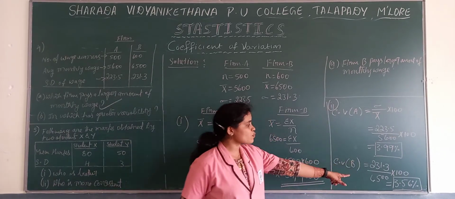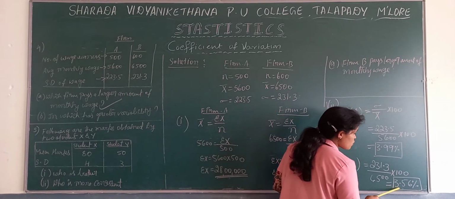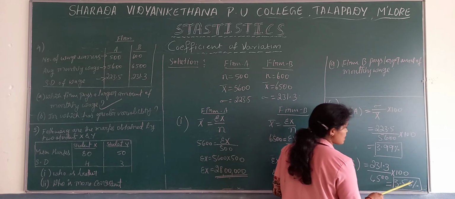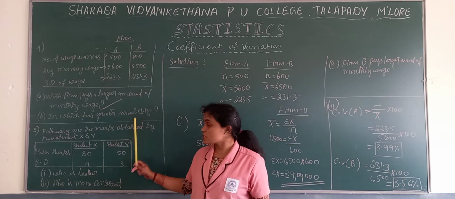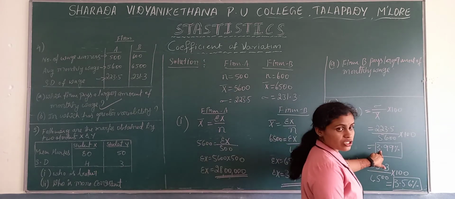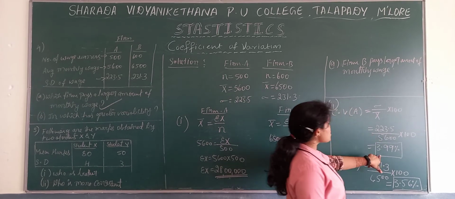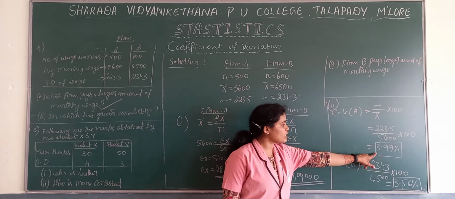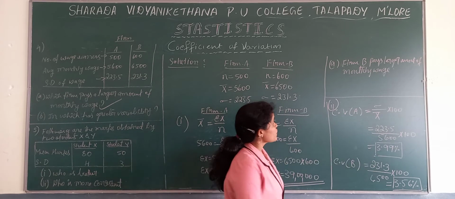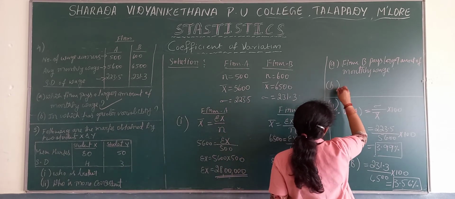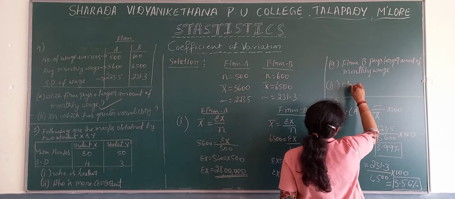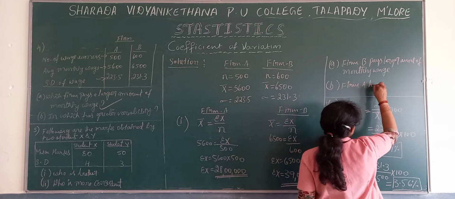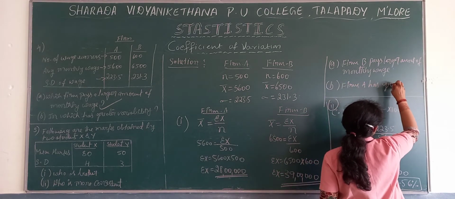Consistent means which has more consistency, which has less variation, that is more consistent. But your question is about which has more variations. Which has more CV, or coefficient of variation, is firm A. So for the second question, firm A has greater variation.